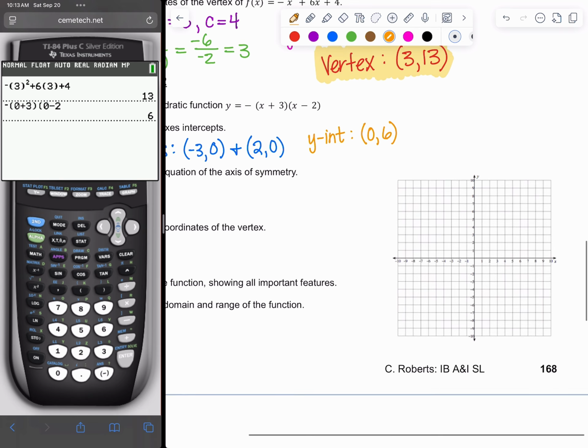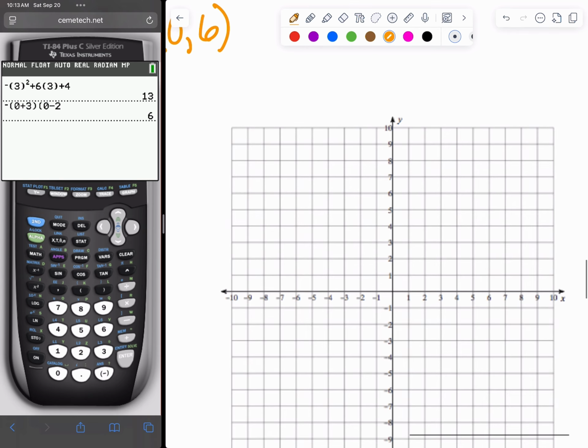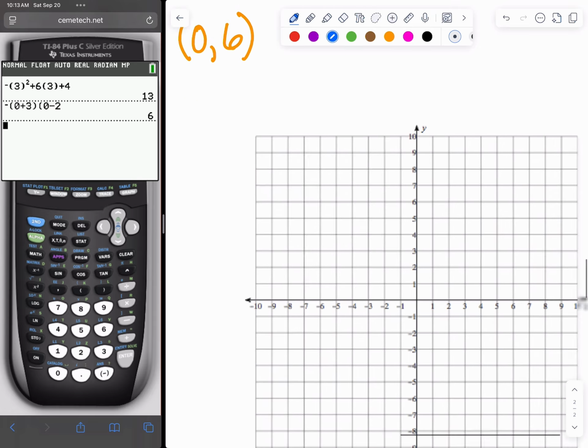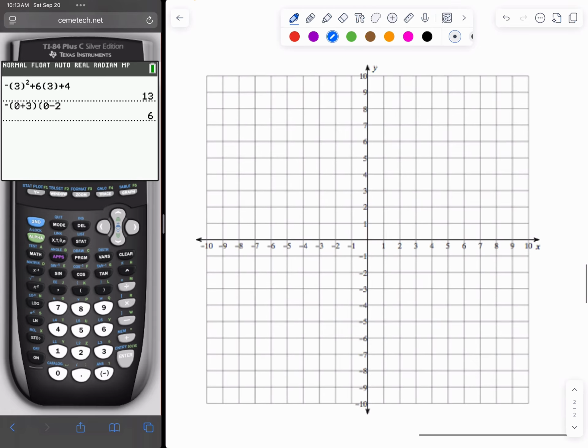So I'm going to graph those. So we have negative 3, 0, and positive 2, 0 as our x-intercepts, and then the y-intercept is at 6 on the y-axis.